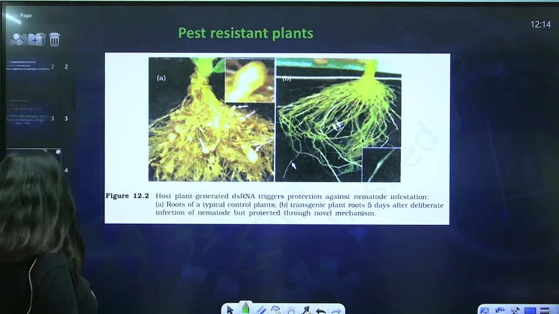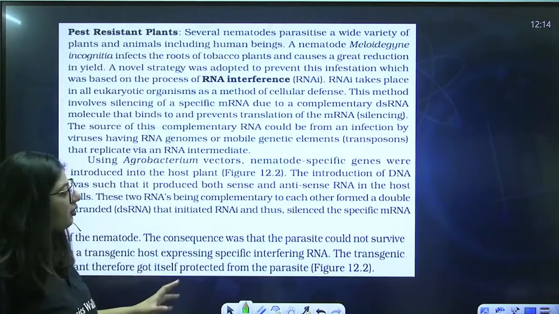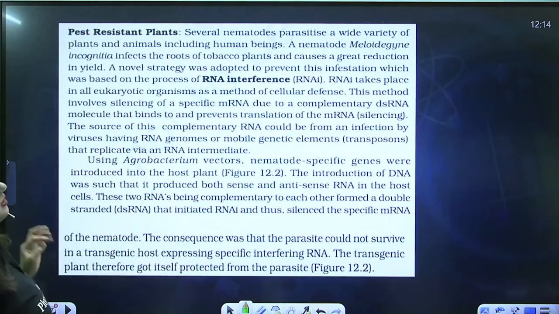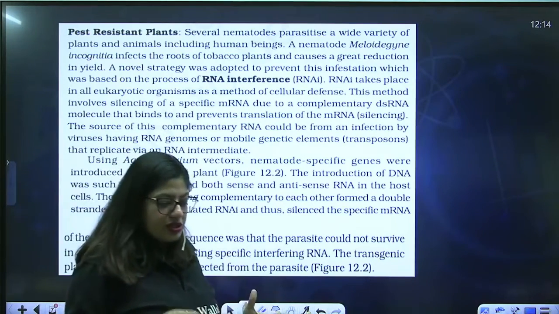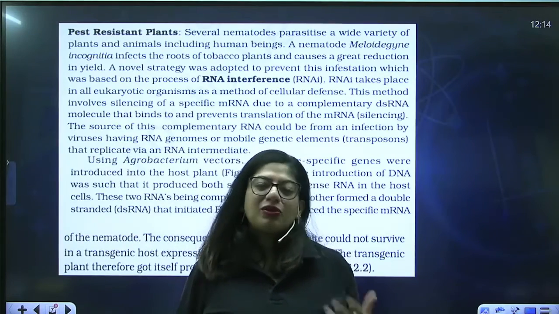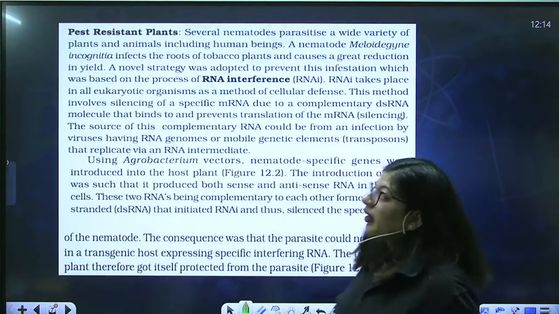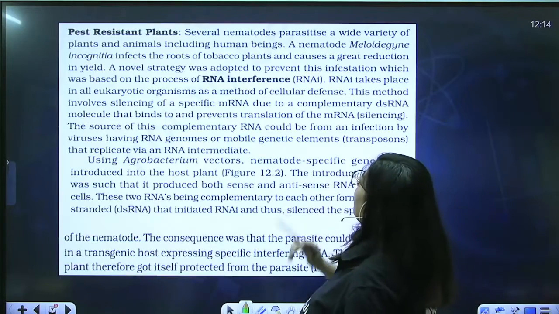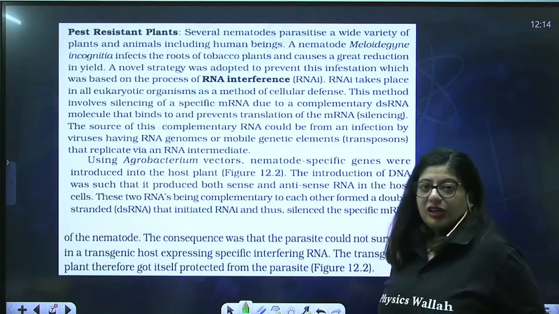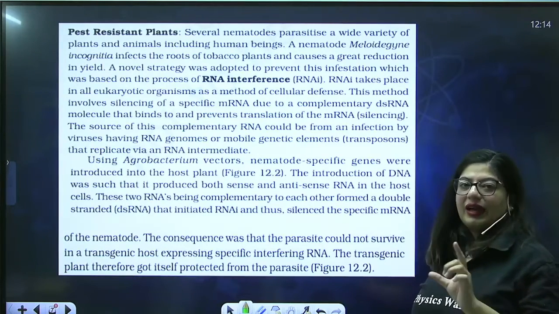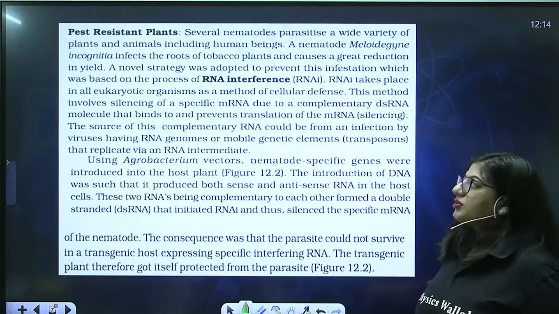Now let's read the NCERT of this, because this is important, otherwise you will never be able to understand. Several nematode parasites parasitize a wide variety of plants and animals, including human beings. So up to this stage, you all knew that nematodes infect animals. But yes, nematodes also infect plants. A nematode, Meloidogyne incognita, infects the roots of the tobacco plant and causes a great reduction in yield. So at which part of the plant is it attacking? The root. As a result, the yield reduces.